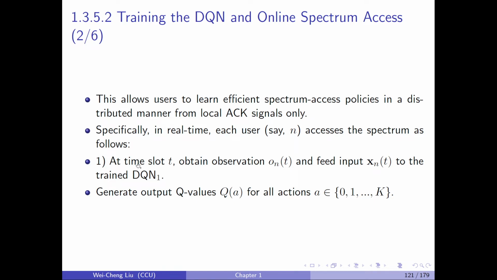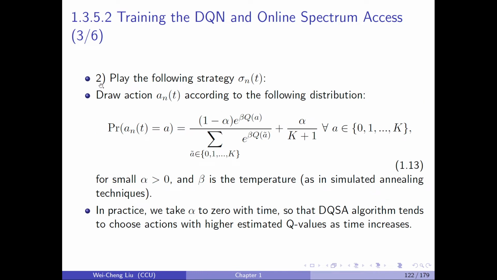First, at time slot t, obtain observation On of t and feed input Xn of t to the trained DQN1. Generate output Q values Q of A for all actions, where A is in the set 0, 1 to capital K. Second, play the following strategy sigma n of t. Draw action an of t according to the following distribution.